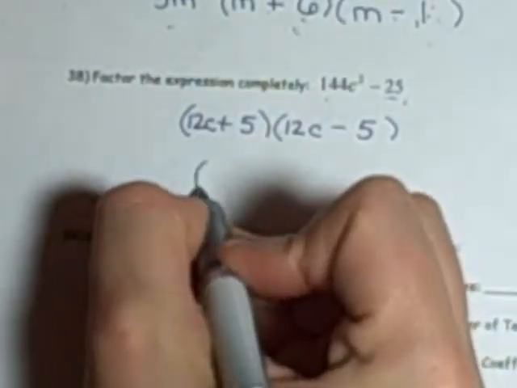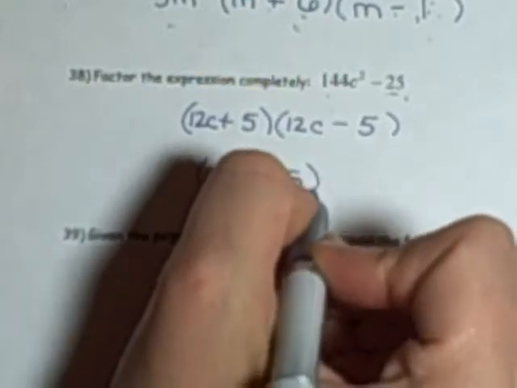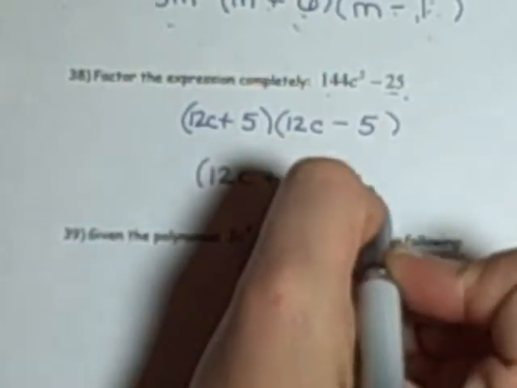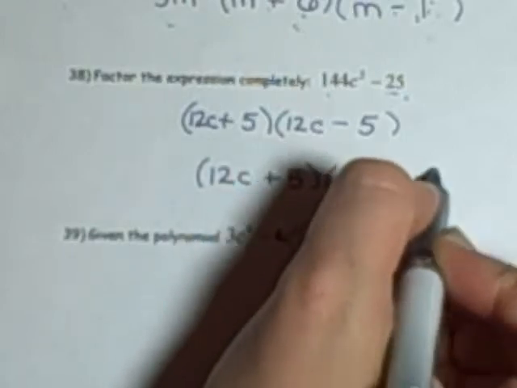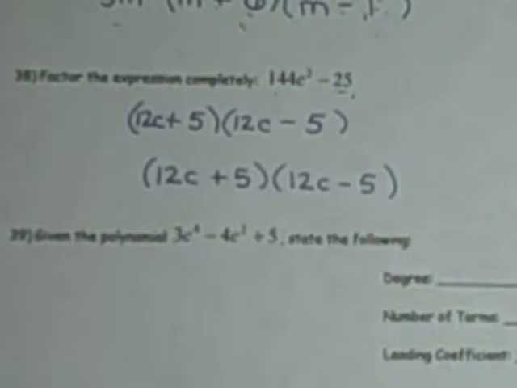Maybe write that a little bit nicer. 12c plus 5, 12c minus 5. And that's as far as you can go with that one. So that would be your factored version of that perfect square.